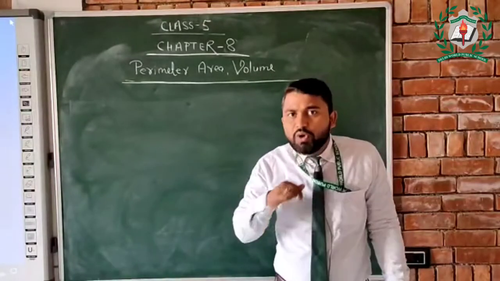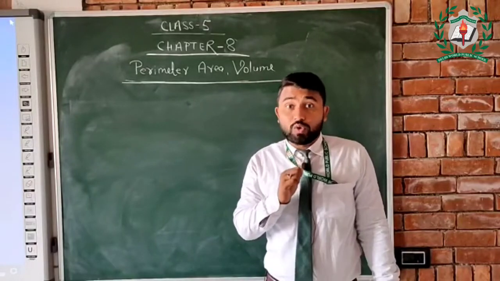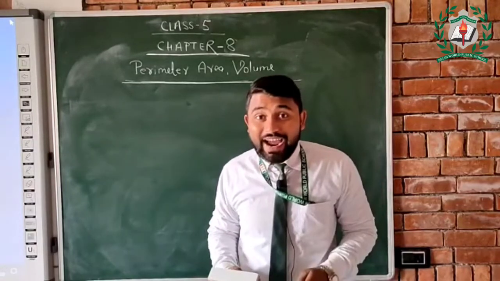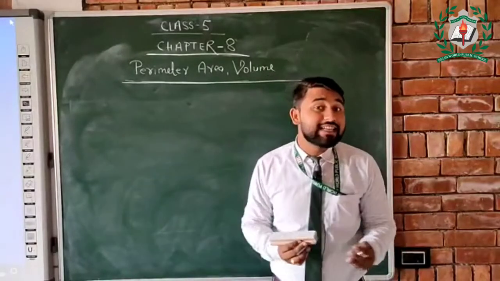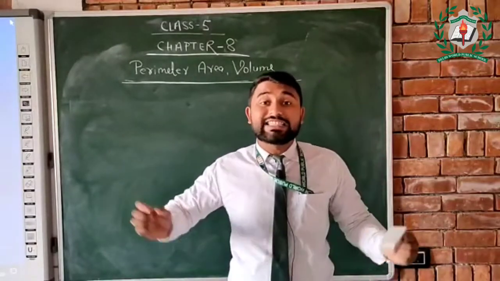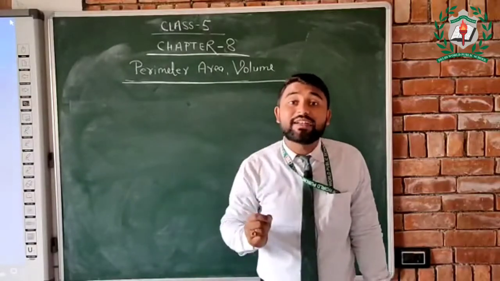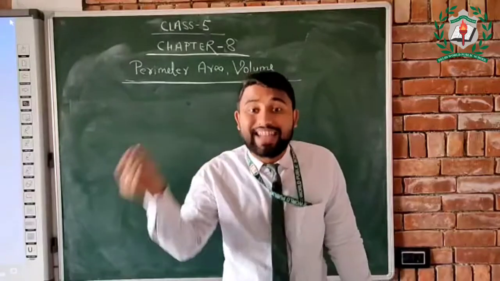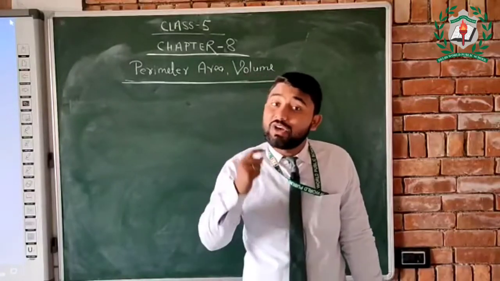But you know your unit test 4 is coming soon. So you need to prepare for that and be aware of it. In the previous video, we discussed the perimeter of rectangle, perimeter of square, perimeter of triangle, and the area of rectangle, area of square, and area of triangle.